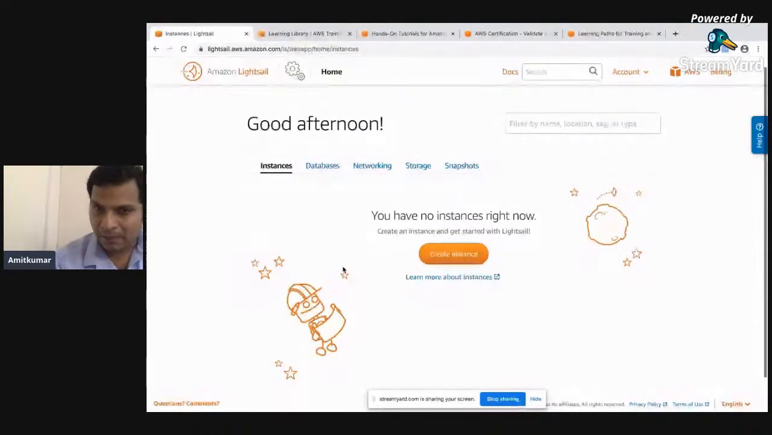Now you see, I'm a developer, and I do not know anything about servers. I do not know anything about databases, networking, storage, or backup. The snapshot is nothing but your backup. How do I deal with it?